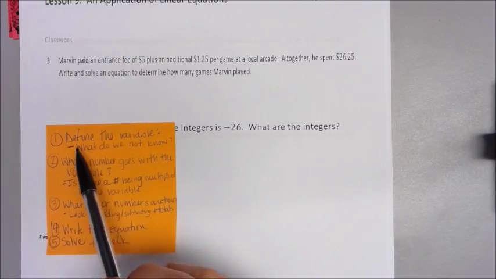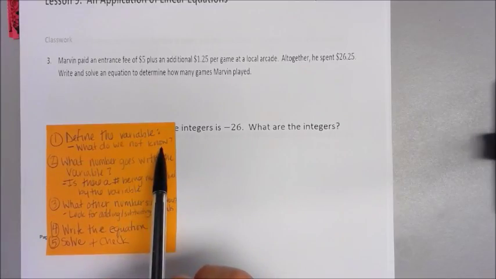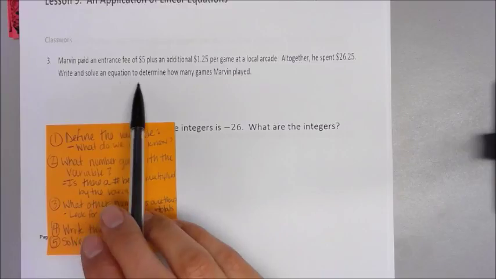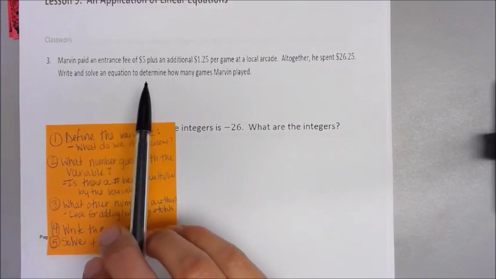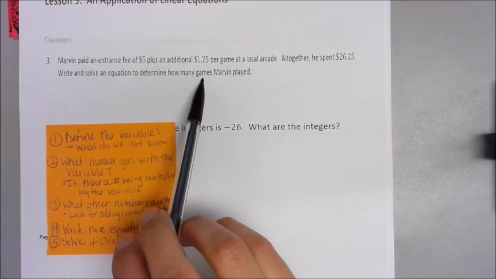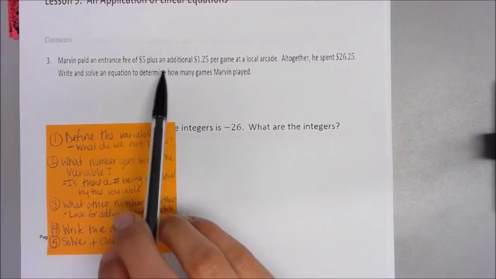So the first thing I'm going to do, look at my notes here, is define the variable. So I'm going to look and see what do we not know. In the question it tells me we're trying to determine how many games Marvin played. So that tells me what we don't know is the number of games Marvin played. It usually tells you in the question what you're not sure of, what you're trying to find.